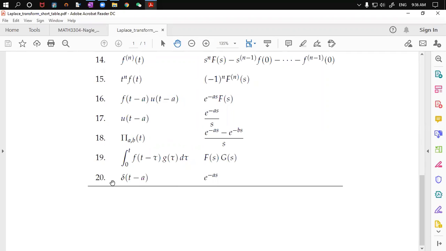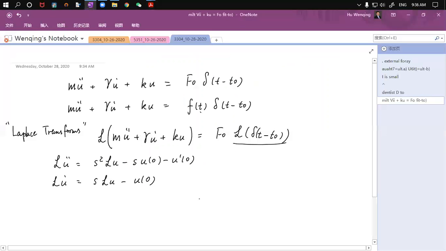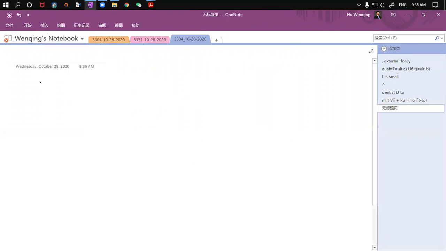So after this long story, now we have finished this story. It tells us that the delta function is going to be transformed under the Laplace transform into an exponential e power minus as. That's kind of a nice picture. So basically, the conclusion is that the Laplace transform of delta(t minus t0) is going to be e power minus t0 multiplied by s.